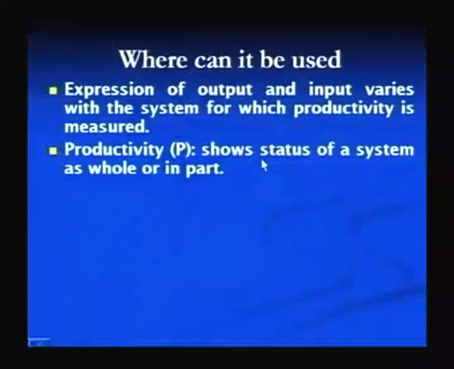Productivity shows the status of a system as a whole or in part. So, depending upon the way by which productivity is measured for a given output, it indicates how the system is performing and what its present status is. If we include the aggregate output and divide it by the aggregate input, it indicates the performance of the system as a whole, or if we see what output is being given because of one particular kind of input, then that indicates the productivity in part.